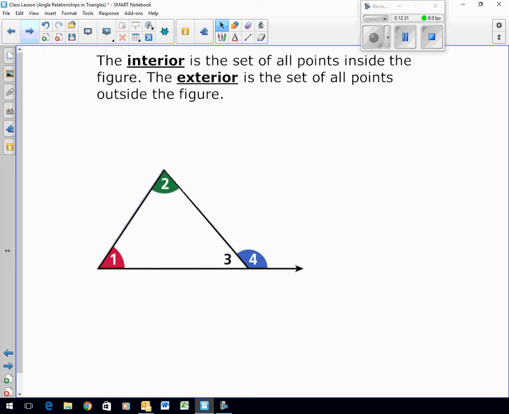Equiangular. Guys, you don't have to write this down, okay? Every year they're like, okay, the inside or interior of a triangle is just like the interior of a home. Where would you paint interior paint? Inside the house. Where would you paint exterior paint?